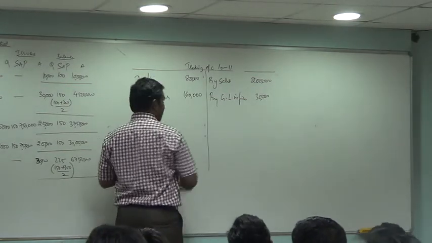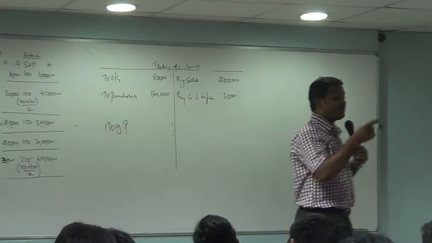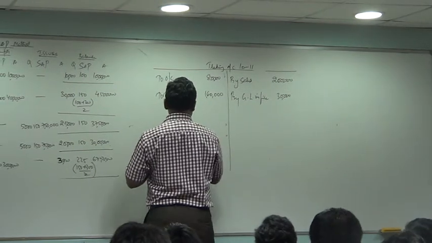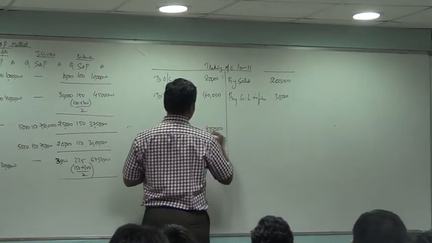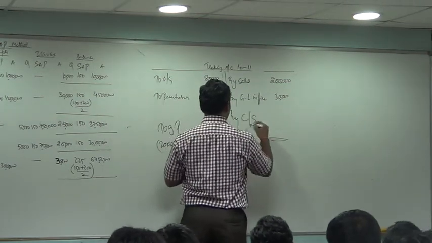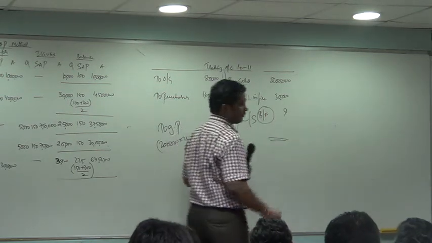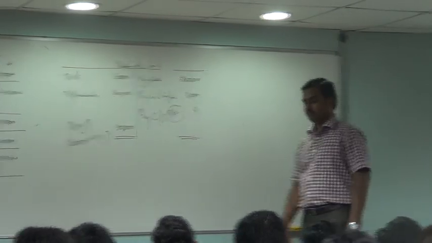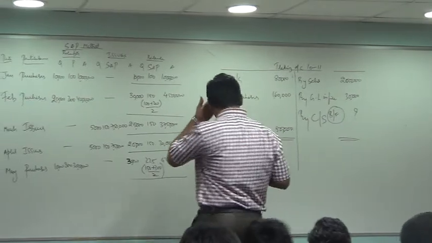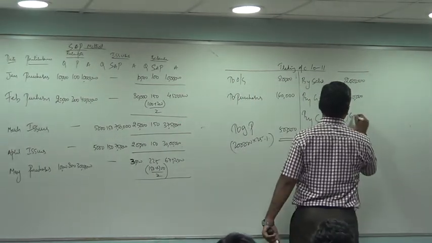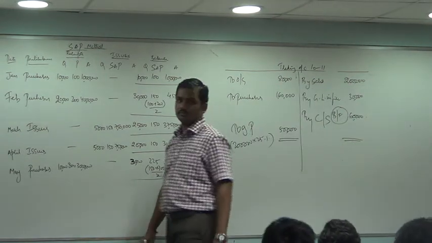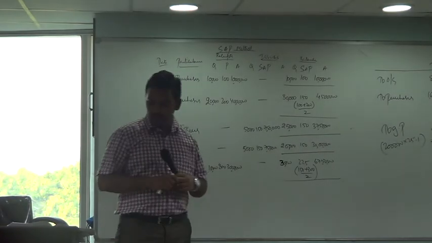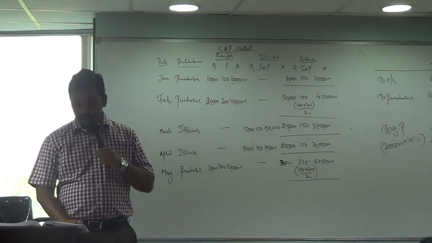Then, gross profit: 33.33% on cost or 25% on sales. So what is the sales figure? 2 lakh. 25% on that, how much? 50,000. Closing stock will be the balancing figure. How much is it? 60,000.